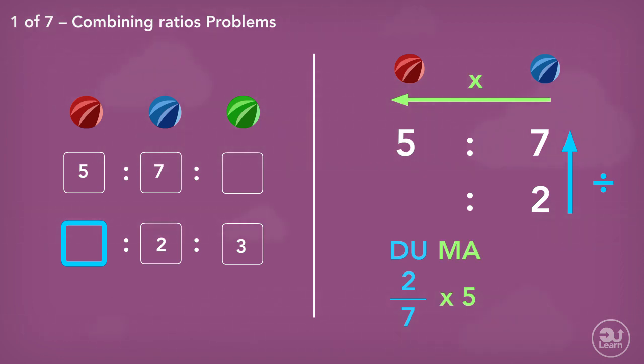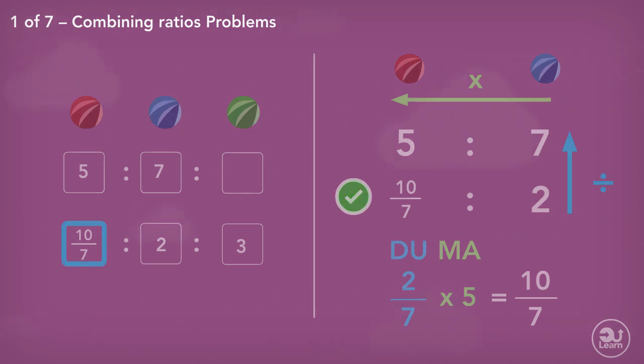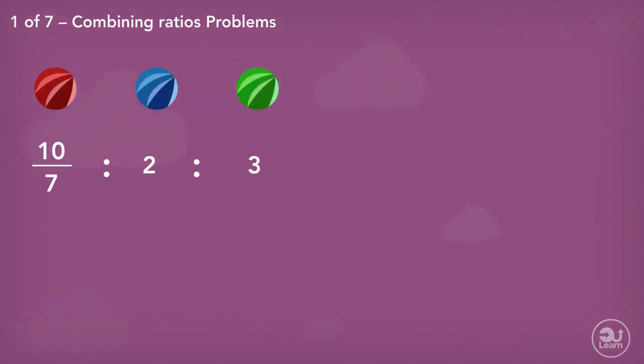So 2 divided by 7 gives us 2/7, leaving it as a fraction for now. And then 2/7 multiplied by 5 gives us 10/7. When simplifying, we can't have any decimals or fractions in the ratio. They must all be whole numbers or integers. Therefore, to simplify, all three values must be multiplied by 7. 10/7 times 7 equals 10. 2 times 7 equals 14. And 3 times 7 equals 21. The final simplified ratio for red to blue to green marbles is 10:14:21.